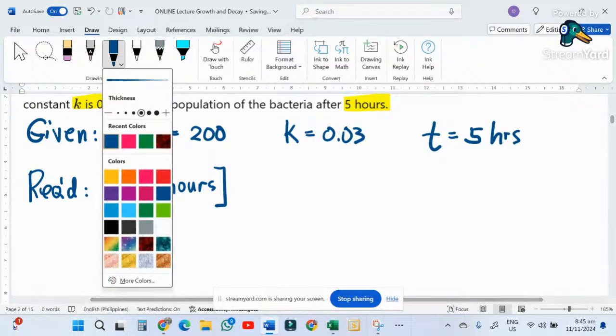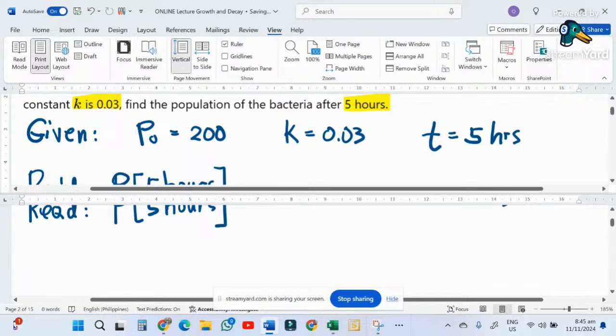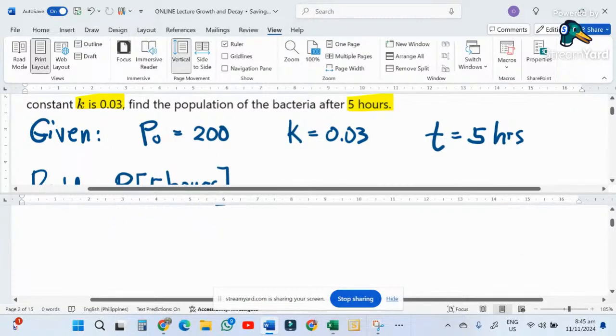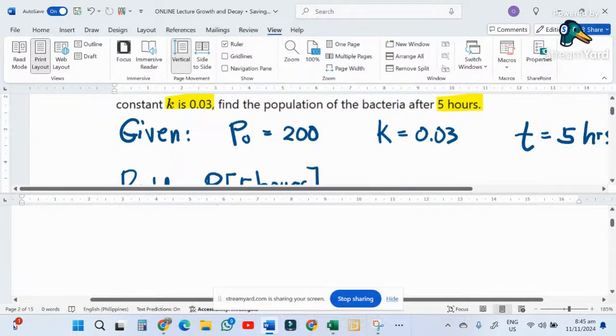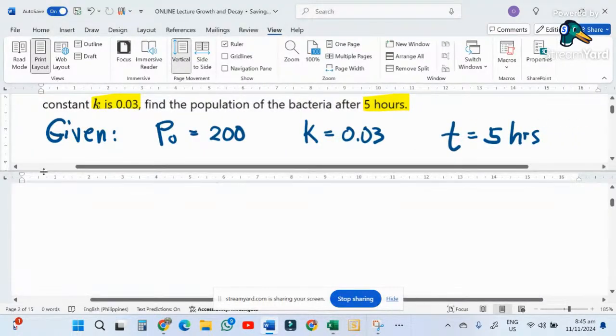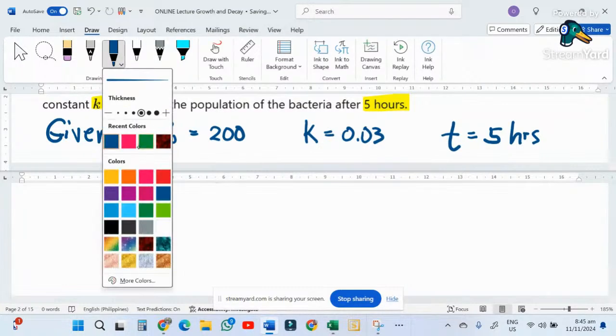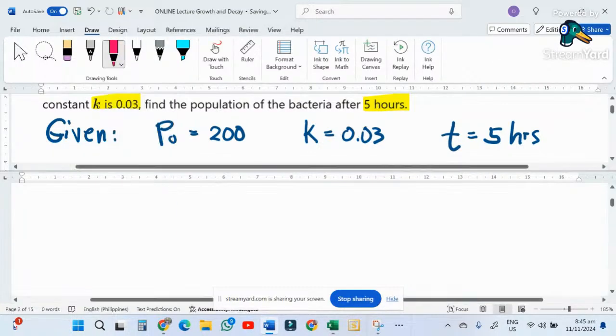So let's split our window so you can see the given, what we're going to find, and then the solution underneath. So here's my solution in red.